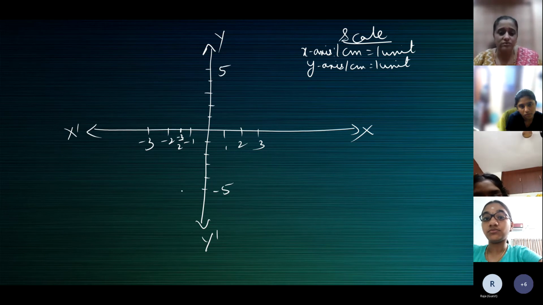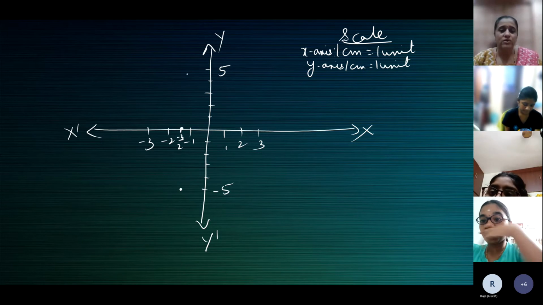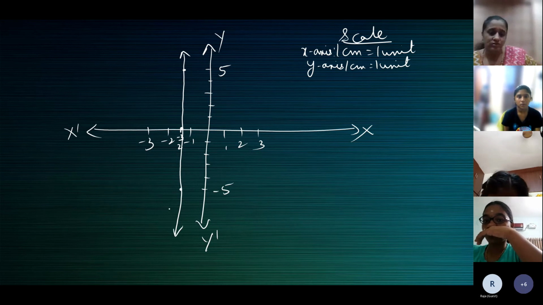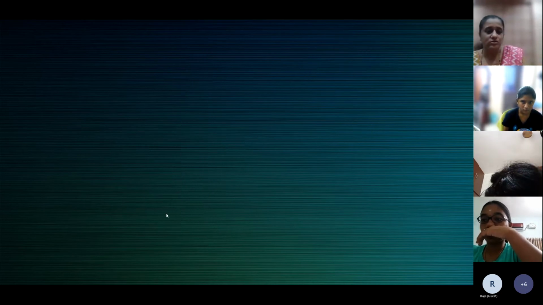Now this is -3 by 2, comma -5. -3 by 2, comma 0. -3 by 2, comma 5. Join. Straight line. Write the equation on this.